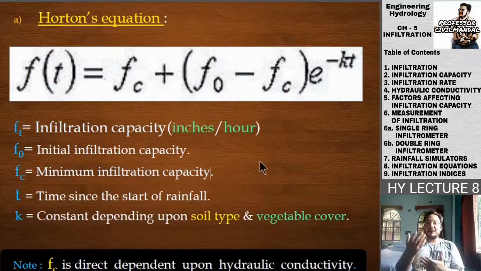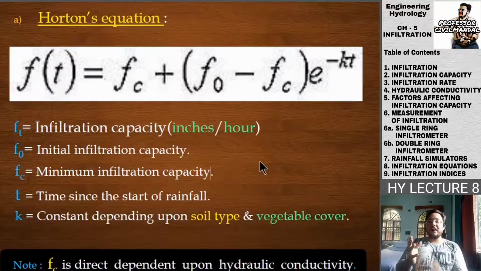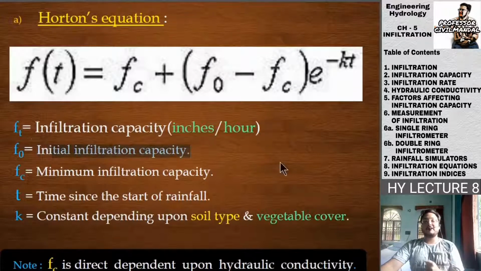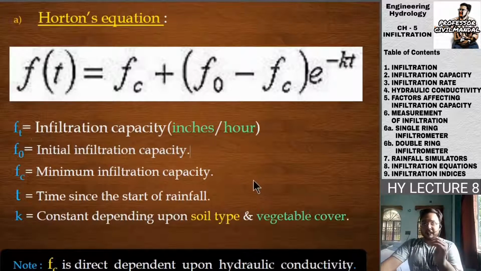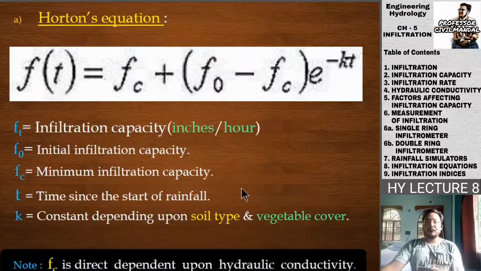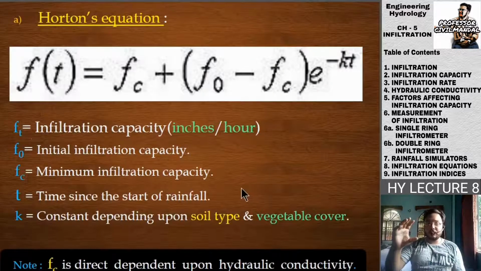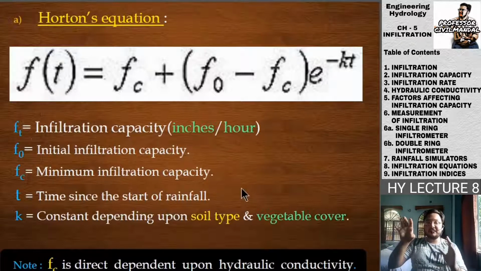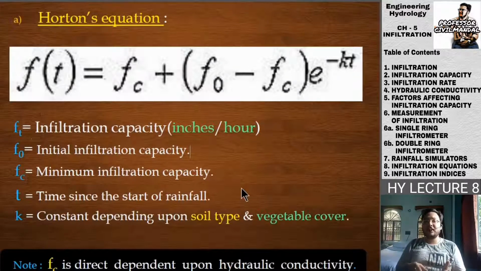So there will be some minimum infiltration capacity of that particular soil sample which we are using for our study. So that will be considered first, that is considered as f_c. And then we also have f_0, that is the initial infiltration capacity. So at the initial stage there will be some amount of infiltration capacity that will be there in that particular soil. So we will consider that one also. So f_0 is the initial infiltration capacity, and f_c is the minimum infiltration capacity. So f_0 may not be equal to f_c, it might be some other value.